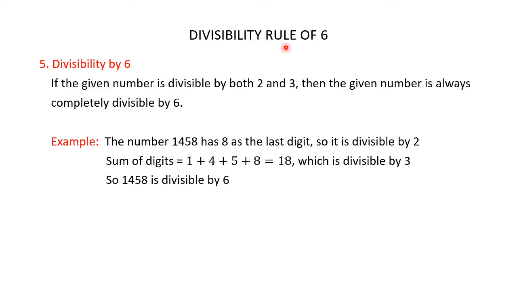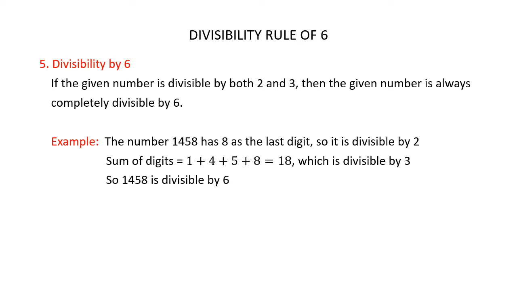Divisibility rule of 6. If the given number is divisible by both 2 and 3, then the given number is always completely divisible by 6. So a number is divisible by 6 only if it is divisible by both 2 and 3. Consider the number 1458. To check whether this number is divisible by 6, you have to find out whether 1458 is divisible by 2 and 3. Only if this number is divisible by both 2 and 3, then it is divisible by 6.